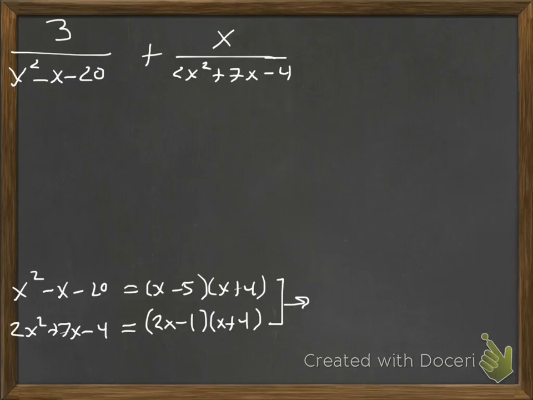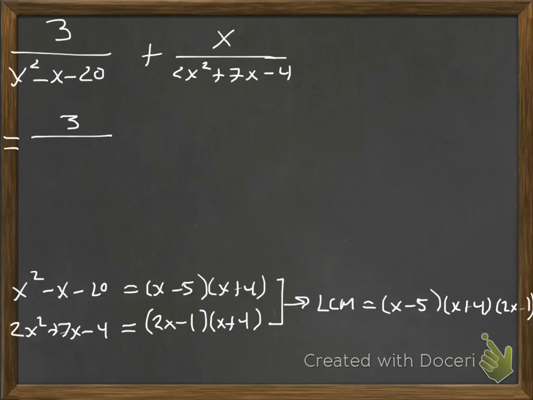So I'm going to look for the LCM there, so I need one of each factor. So I need an x minus 5, an x plus 4, and a 2x minus 1. They're all to the first power, so I just need one of each. Got x minus 5, x plus 4, and 2x minus 1.